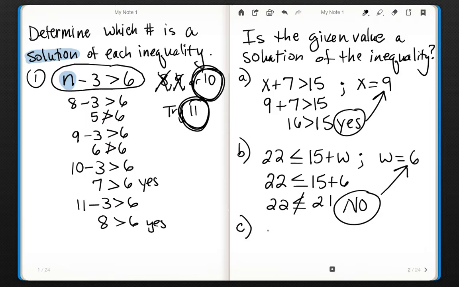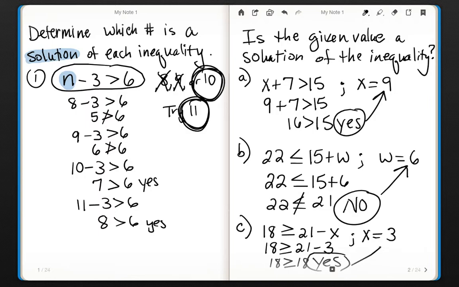Let's do one more. 18 is greater than or equal to, there's that new symbol, 21 minus x. And x is equal to 3. So we plug it in, and we say 18 is greater than or equal to 21 minus 3. Well, what's 21 minus 3? 18. Is 18 greater than or equal to 18? Yes, it's the or equal to, so yes, that tells us that 3 is a solution.